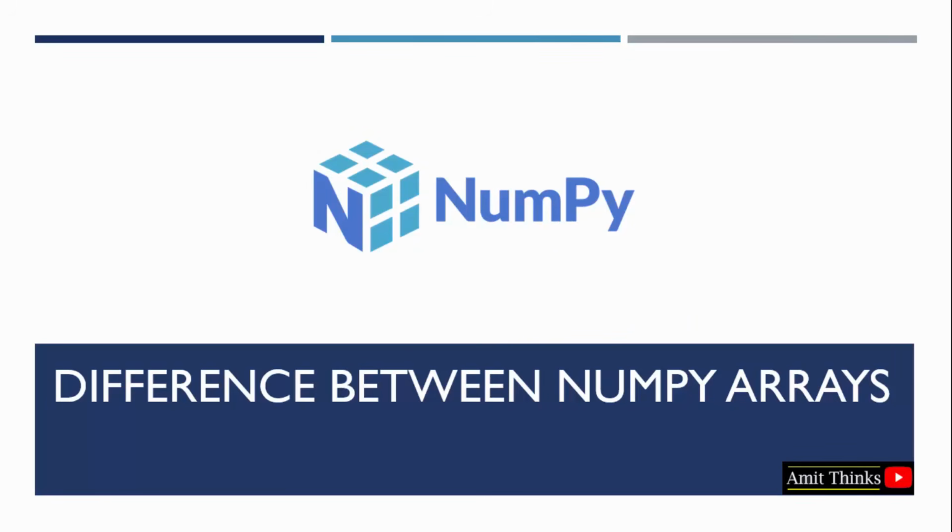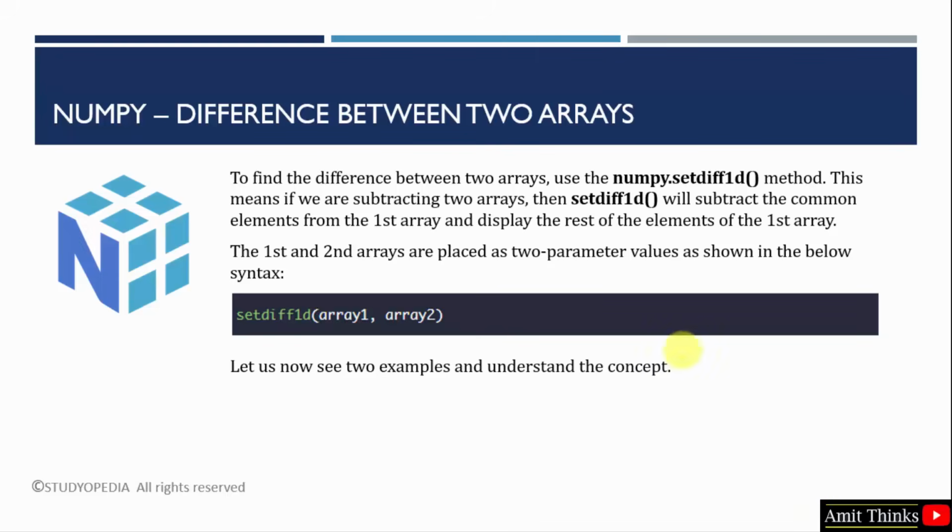In this video we will learn how we can easily find the difference between NumPy arrays. With that, we will also see some examples. Let us first understand what is the meaning of finding the difference between two NumPy arrays. That would mean, let's say you are subtracting two arrays, the first and the second array. That will subtract the common elements from the first array, and the rest of the elements from the first array will get displayed.